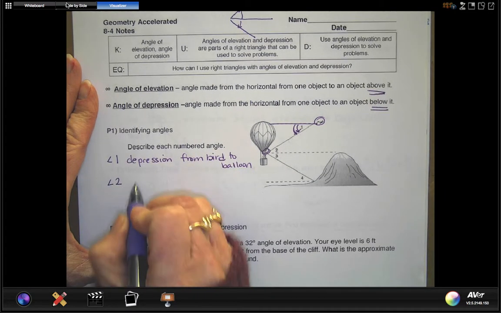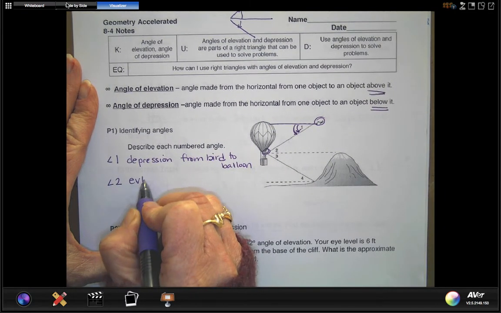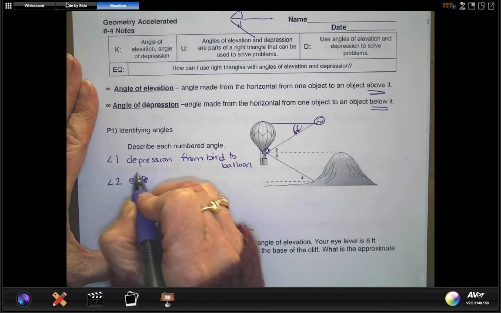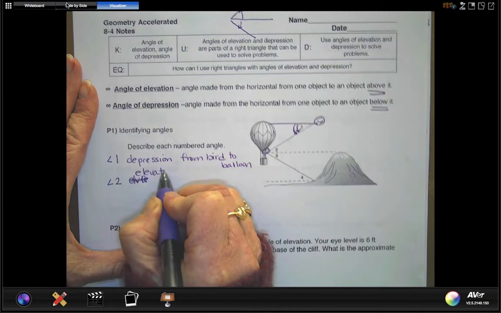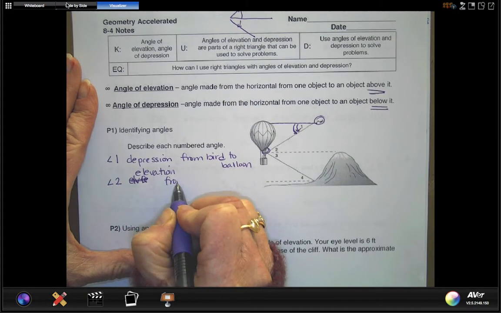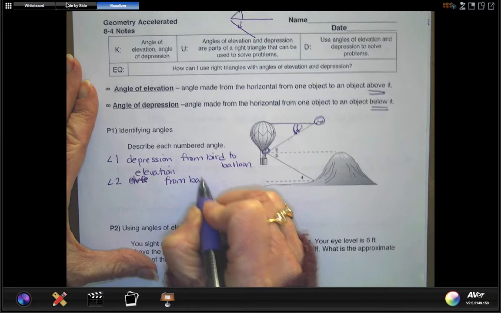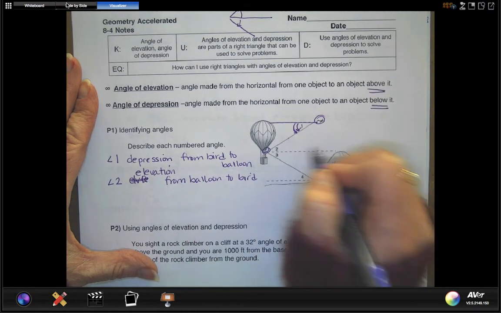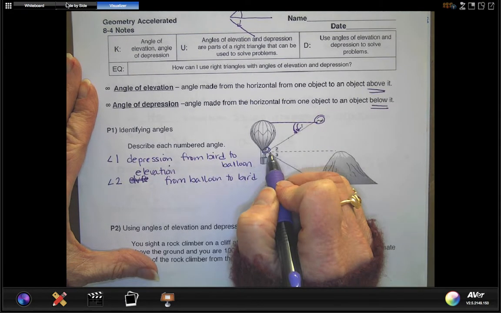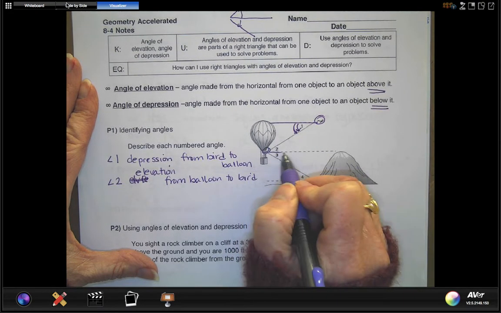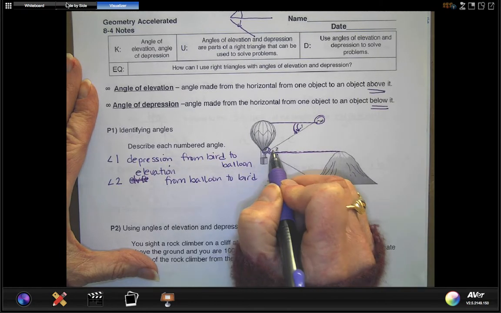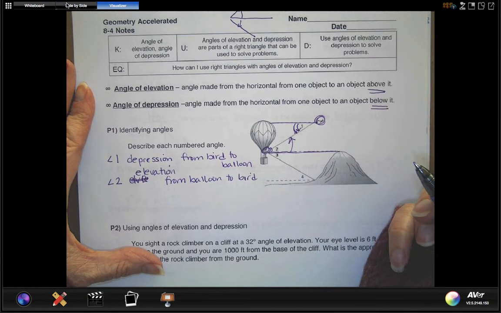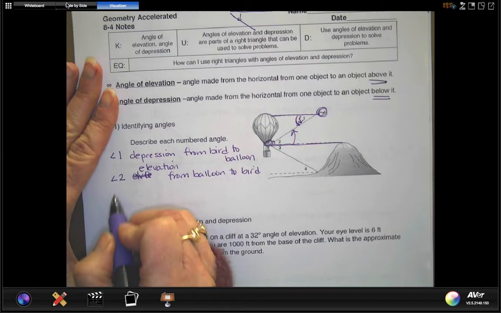Angle 2 is elevation. Oops, I spelled that wrong. From the balloon to the bird. So again, I'm not using the same horizontal line, I'm using this horizontal line, but it's the person looking at something above it, so the angle's above, so it's elevation.